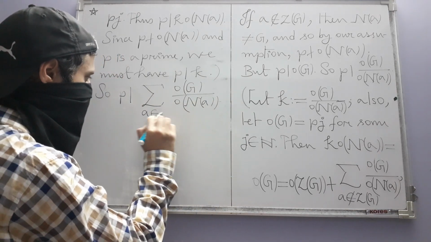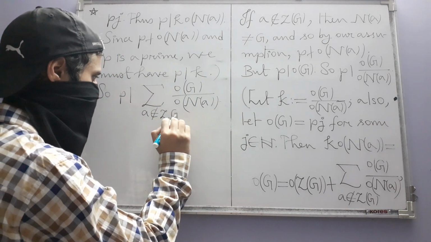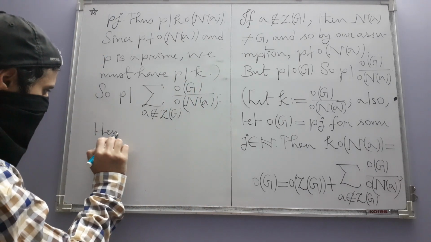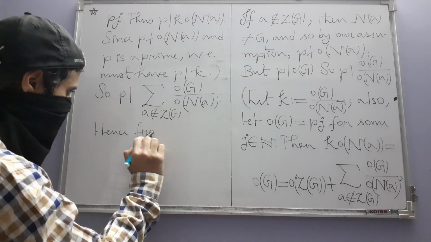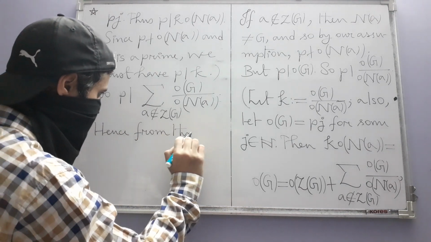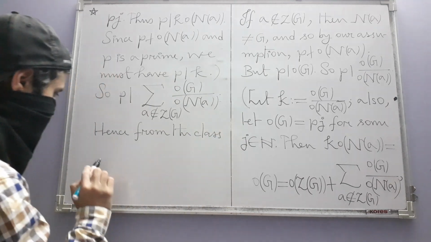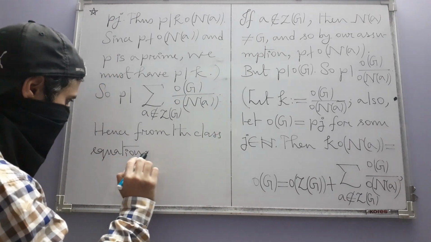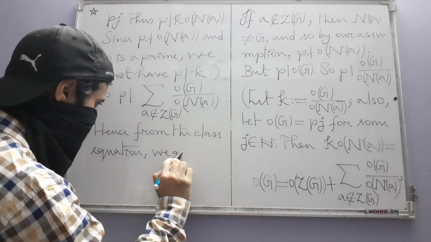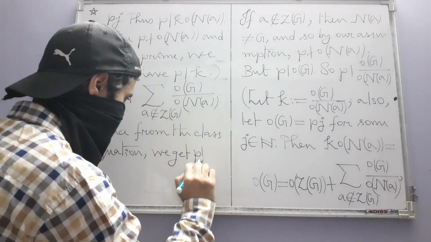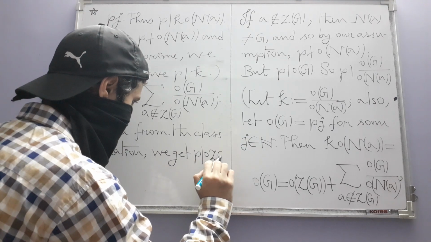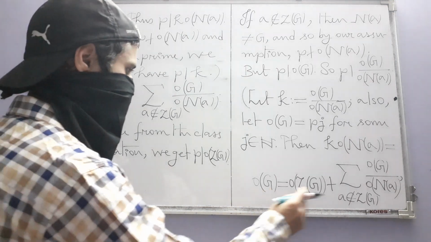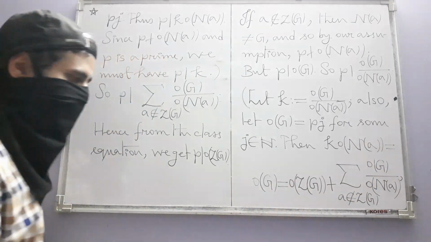This. Hence, from the class equation, we get this. P divides the order of the center. P divides this, P divides that, so P also has to divide this.